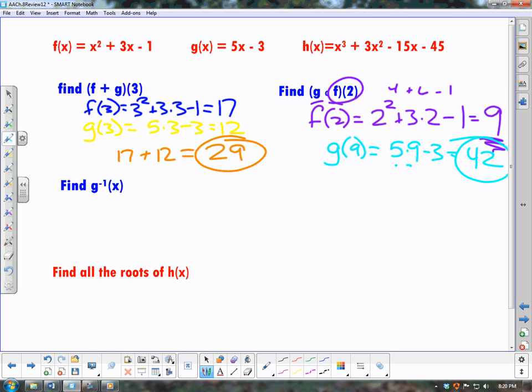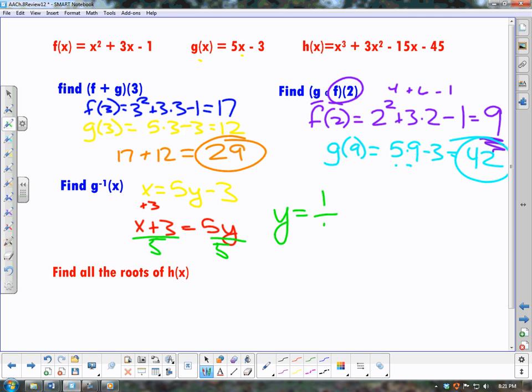Now then, finding the inverse of g, you would have to say x equals 5y minus 3, because you switched the x and y in order to find the inverse. Solve for y by adding 3. x plus 3 equals 5y, and then divide by 5, and you would get y equals 1/5 x plus 3/5.